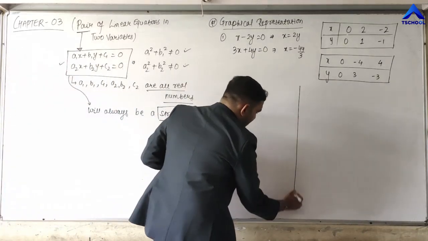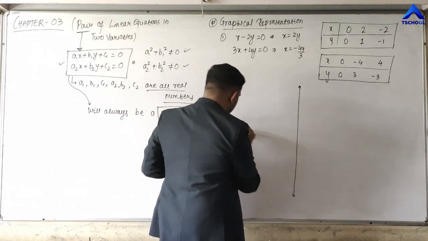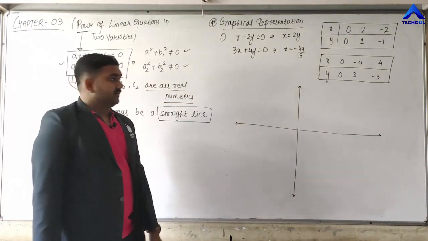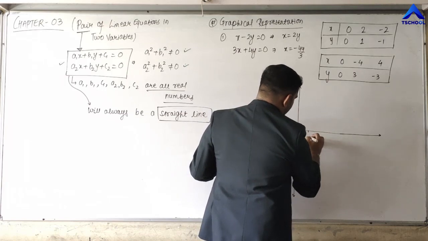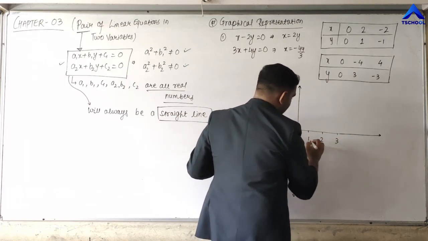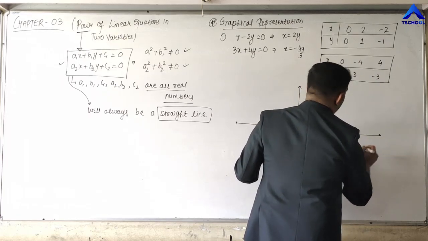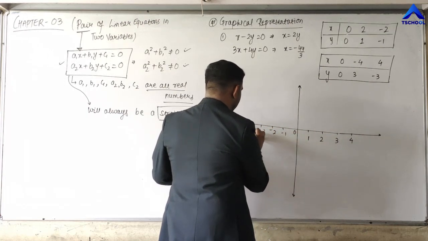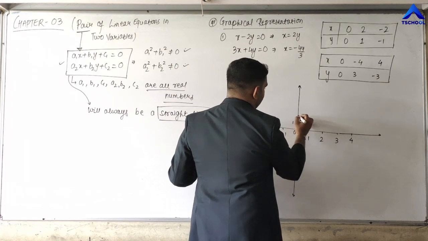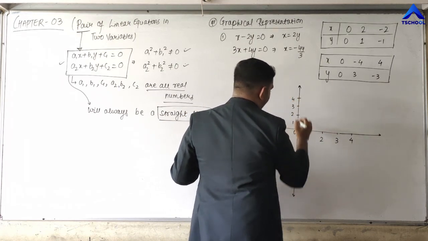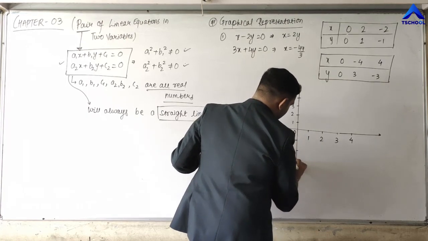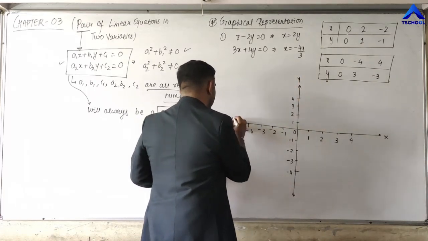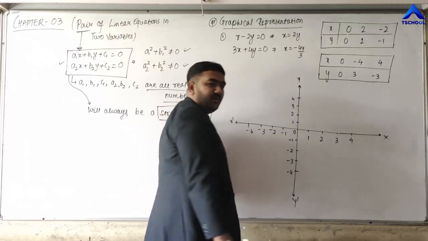We are going to plot them on the same graph here, so that we can see how they are being represented. It is 0, 1, 2, 3, 4. Here it is minus 1, minus 2, minus 3 and minus 4. That is 1, 2, 3, 4. Minus 1, minus 2, minus 3 and minus 4. This is the x-axis, this is the y-axis, this is the negative x-axis, and this is the negative y-axis, right?